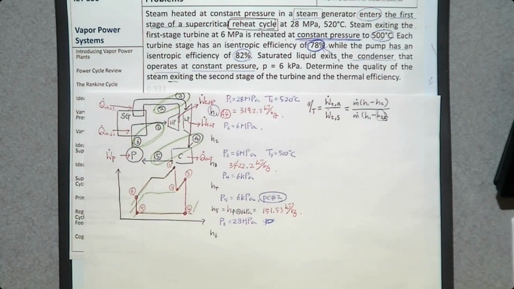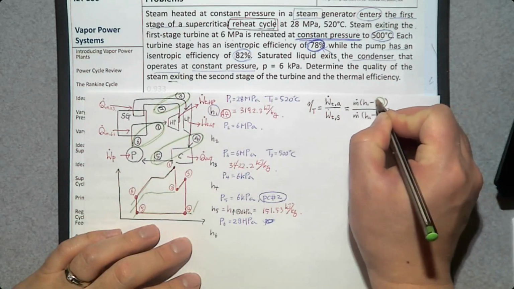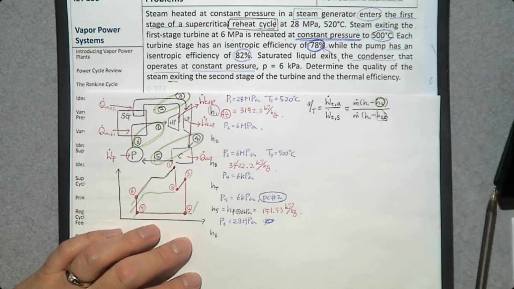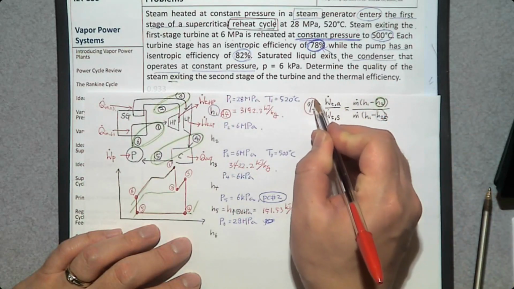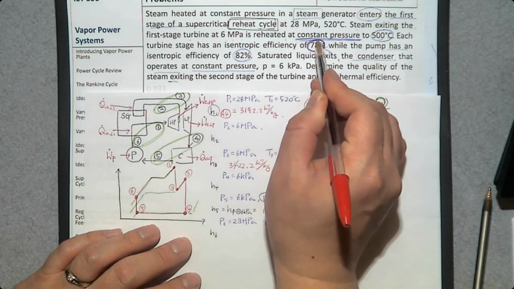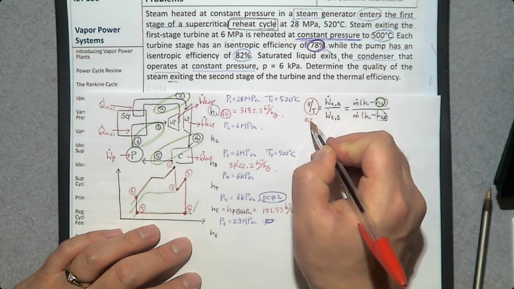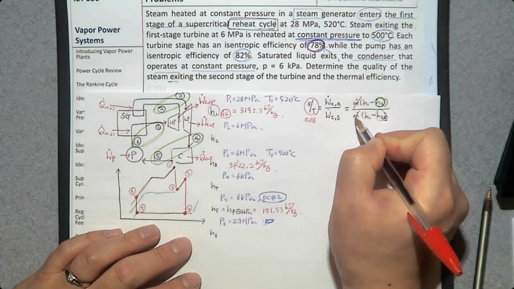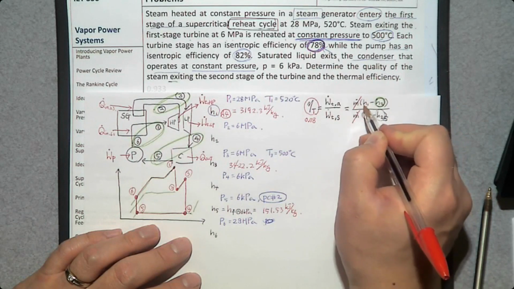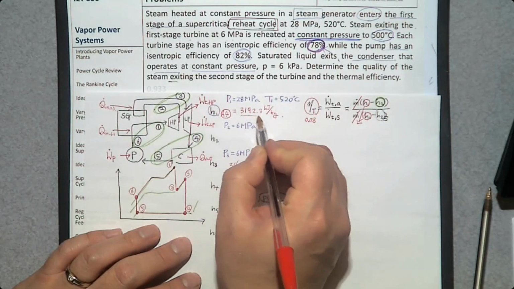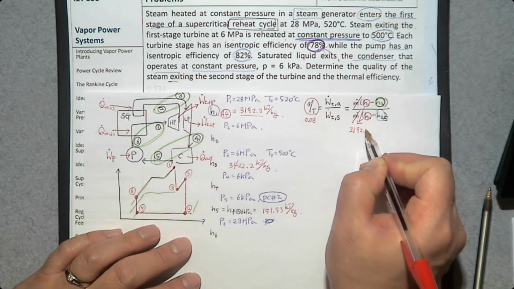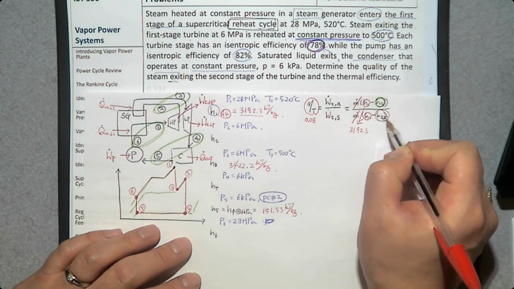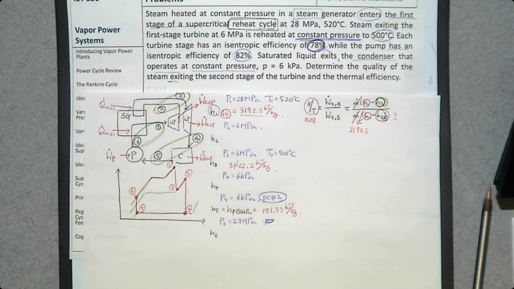Then what do we want to calculate? This H2 is the specific enthalpy from the actual turbine. So this is what we want to calculate. Then what do we know? The isentropic turbine efficiency is 78%, 0.78. And we can cancel m dot. Do we know H1? Yes, we know H1, 3,192.3. Do we know H2S? If you can find H2S, you can determine H2.